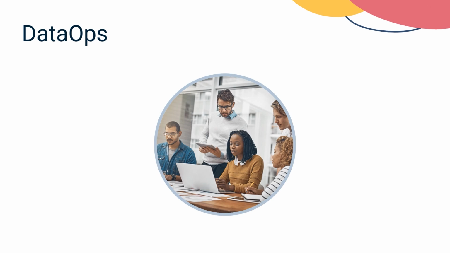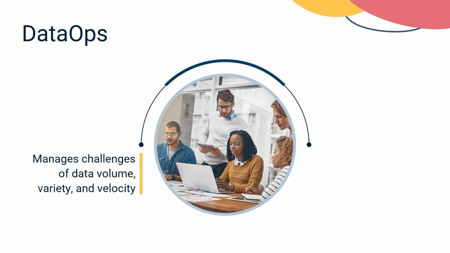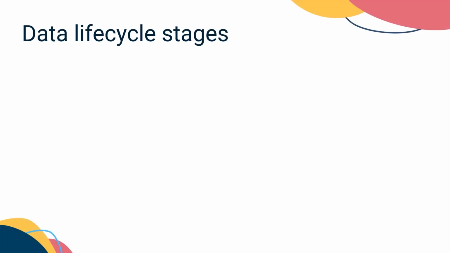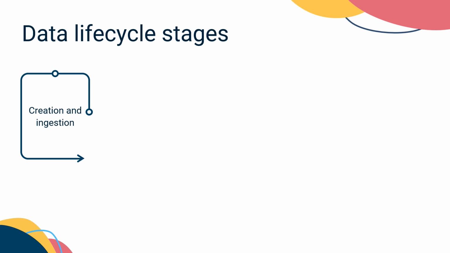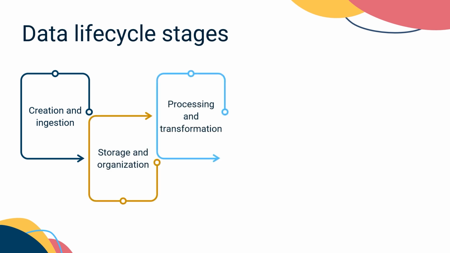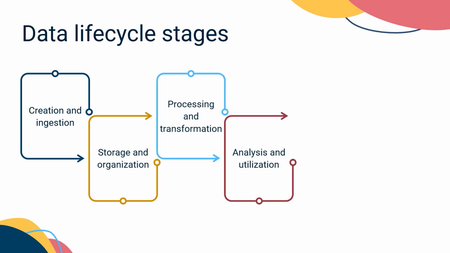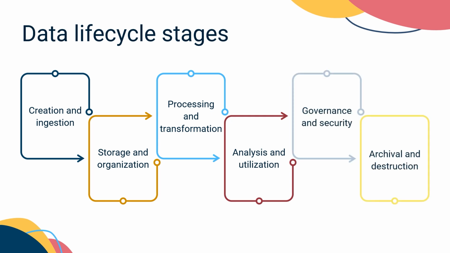Organizations use DataOps to manage the challenges of data volume, variety, and velocity. DataOps automates repetitive tasks to reduce human error and accelerate data delivery. The data lifecycle has 6 stages: creation and ingestion, storage and organization, processing and transformation, analysis and utilization, governance and security, and archival and destruction.